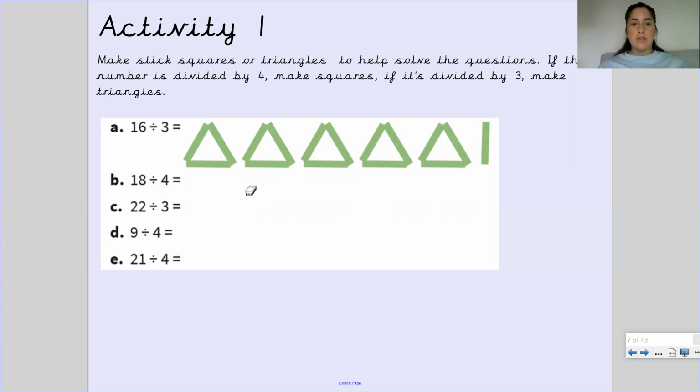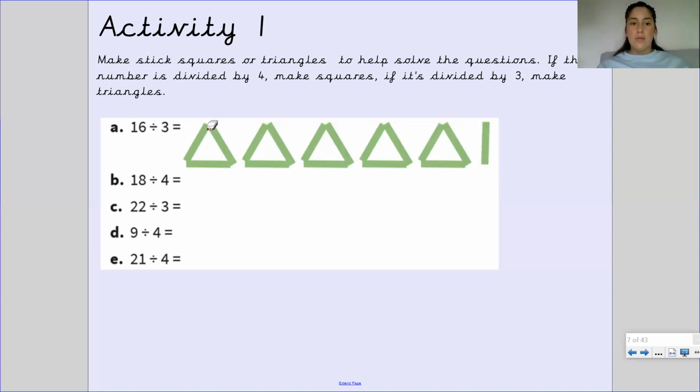You're going to make sticks, squares, or triangles depending on whether you're dividing by 3 or dividing by 4. If you're dividing by 3, you're going to represent the sticks using triangles because triangles have 3 sides. If you're dividing by 4, you're going to represent this using squares because squares have 4 sides. Remember to represent your answer with a remainder because you will have some sticks left over.